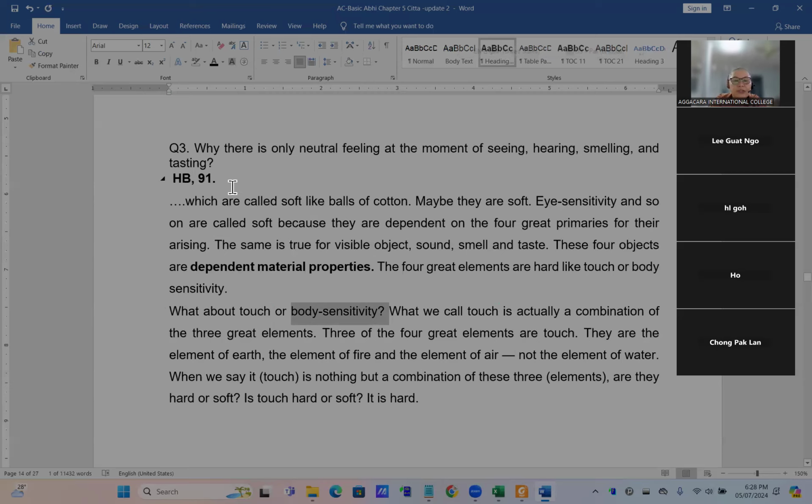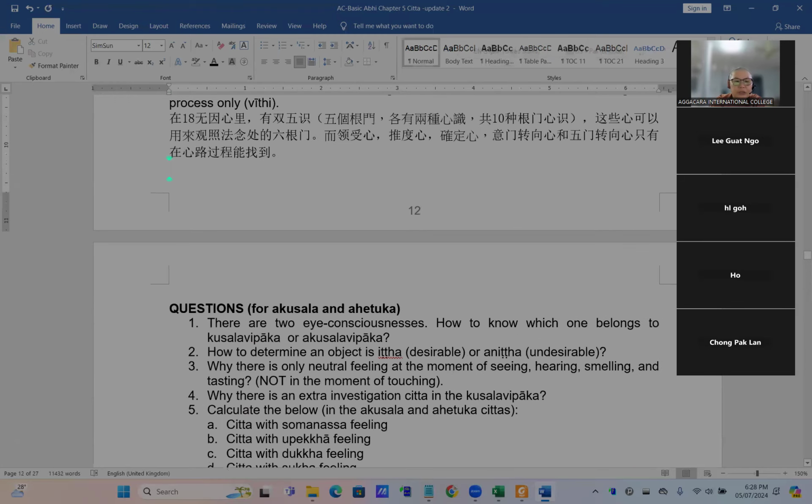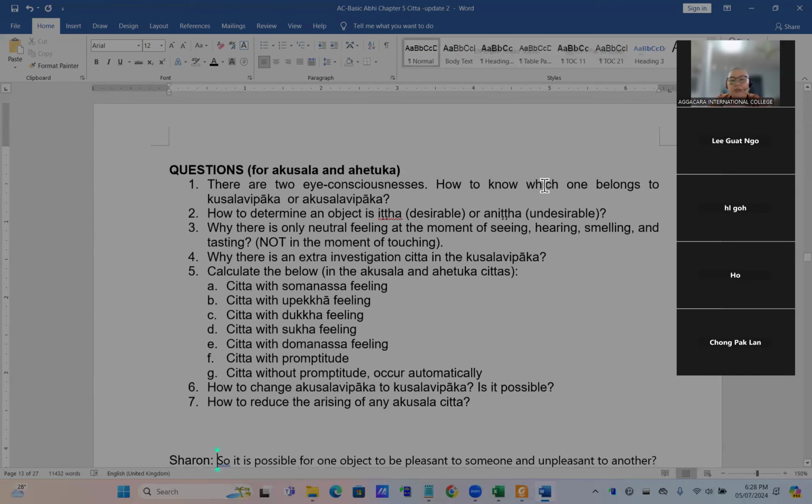You can all refer to this book. Do you have this book, the Handbook of Abhidhamma? Try to download it. Everything is on the Google Classroom. Try to download and read. Abhidhamma is not something you can read in one time. You have to read and contemplate many times because it has many facts. That's why some people, when they learn Abhidhamma, feel that they are getting a lot of information.